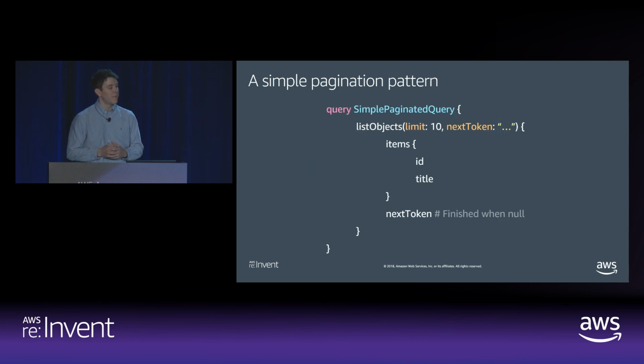Here's how you might query that. We'd have a simple paginated query. It's going to call this list objects query field, and it's going to give a limit of 10, saying we want 10 objects. It's also going to provide a next token, which will tell us where in that set we should start paginating from. You'll notice that this is a cursor. So the next token, as you get it back, if it's null, you're done. If it's not null, you've got more items to read, and you can continue to paginate from there.